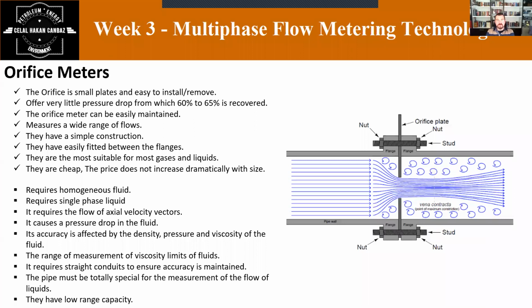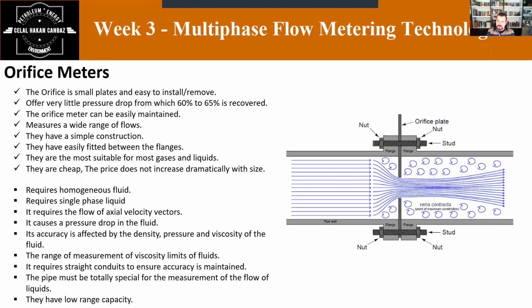So the advantages of this: the orifice is a small piece and easy to install and remove. It offers very little pressure drop, from which 60 to 65% is recovered. This is a good advantage, because when it requires large pressure drops, your fluid cannot afford this, your wellbore fluid, so you cannot have a good measurement in this case. The orifice meter can be easily maintained. This is a good one. It can measure a wide range of flows as well, but mainly we are using it for gas.